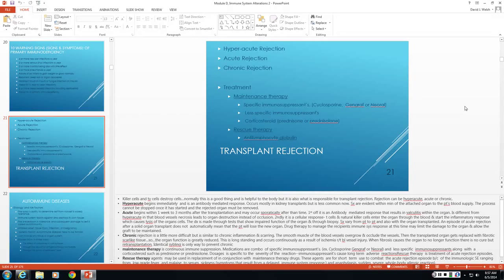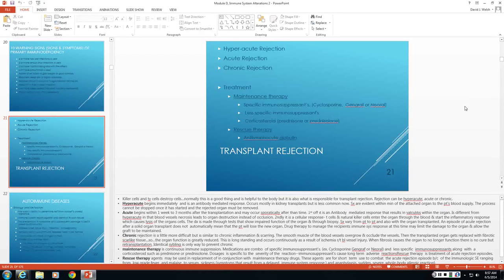Now, symptoms are going to vary from patient to patient, and also with the organ transplanted. Now, an episode of acute rejection after a solid organ transplant doesn't automatically mean that the patient will lose the new organ. Drug therapy to manage the recipient's immune response at this time may limit the damage to the organ and allow the graft to be maintained.